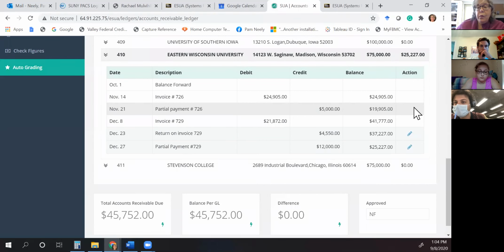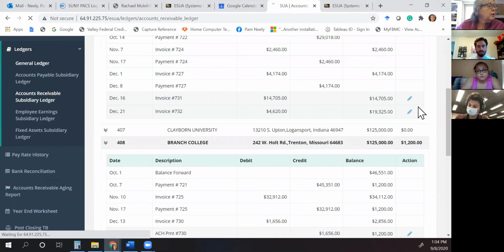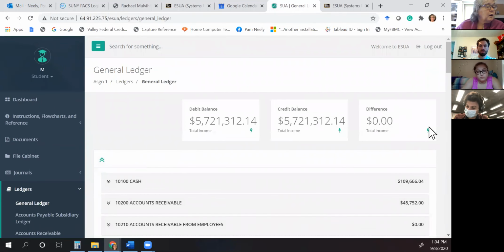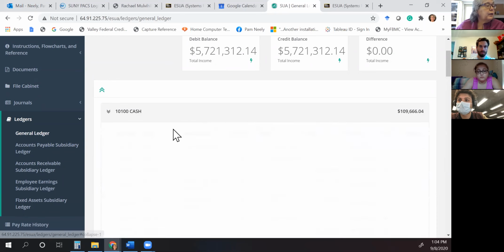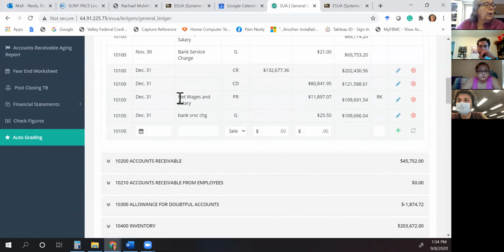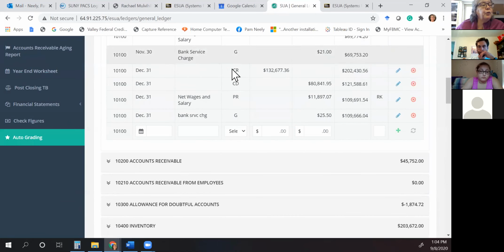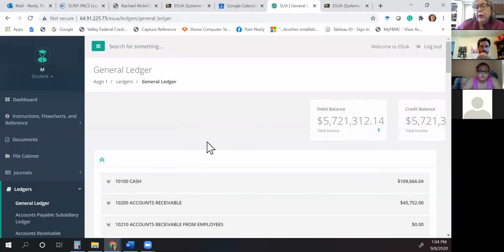Will you show your general ledger again, please? The general ledger? Okay. Can you go to 10100? I just want to see your descriptions. I don't know what I should put. Oh, there is no description. Oh, it's just the date. With some of them later on, we're going to have net wages and salary and bank service charge, but you're just going to put the journal. Oh, okay. Okay. What else?